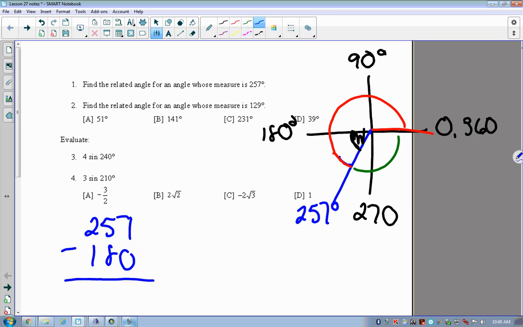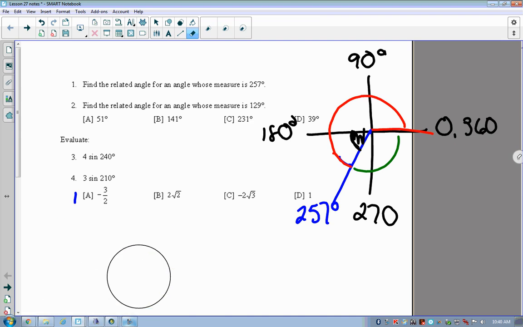Okay, what do you get? 77. Yeah. 77 degrees is our answer. Okay? So it's going to be the difference between where I'm at and where I'm trying to be. Okay? Back to that x-axis. Okay? Let's look at another one here.